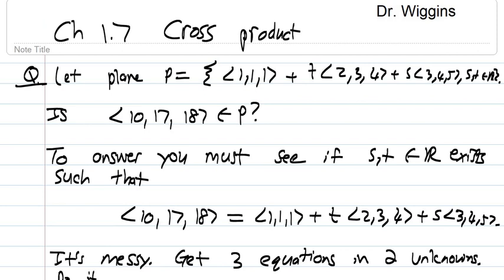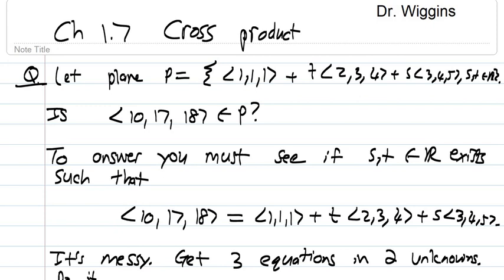Let plane P be the set of 3D vectors of the form the vector (1,1,1) plus t times the vector (2,3,4) plus s times the vector (3,4,5), where s and t are real numbers. And the question is, this plane P, which is a flat surface, is the point (10,17,18), or any other point that you would like to know, on plane P or not?